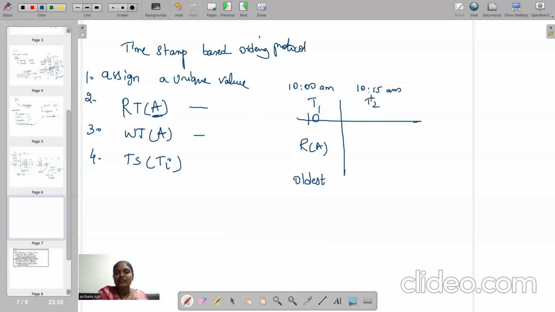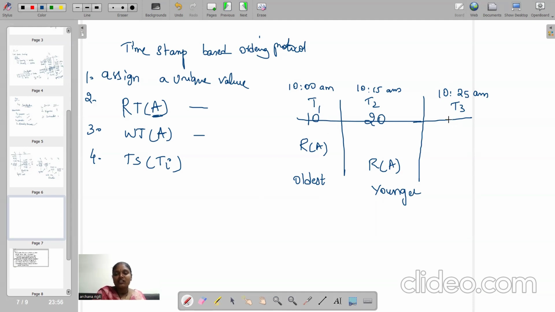Now the second transaction, which started at 10:15 a.m., delayed by 15 minutes, is also attempting to perform a read operation upon data member A. Compared to T1, T2 is a younger transaction. Now the third one is the T3 transaction, which started at 10:25 a.m. For T2, I need to assign a unique value which should be larger than T1's, so I have assigned 20.